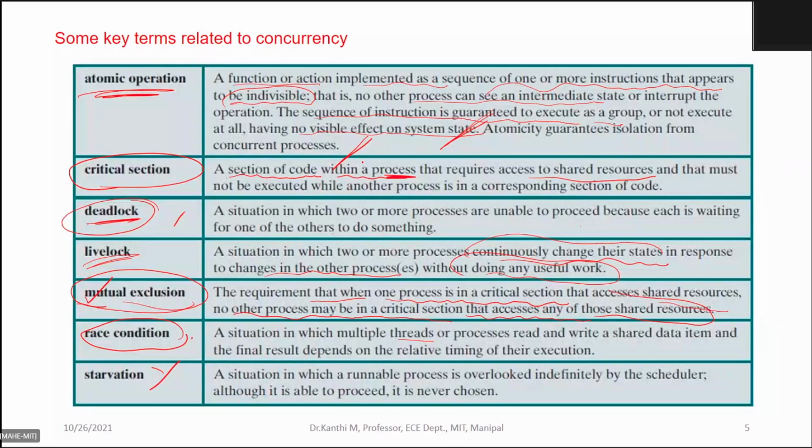But you can have a look at the definition of atomic operation. We will be noting critical section, deadlock, mutual exclusion, race condition, and starvation. Maybe livelock, where I keep changing the priority of the running process, because of which you don't get anything done. Something like that you call a livelock.